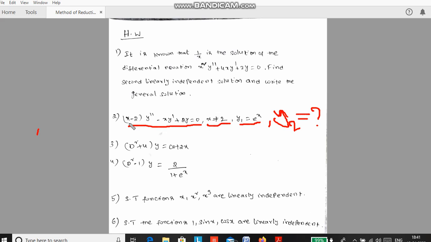So in this example, a0 of x is equal to x minus 2, a1 of x is equal to minus x, and a2 of x is equal to 2. First find the p of x value. By using the method of reduction of order, we can find the second solution y2.